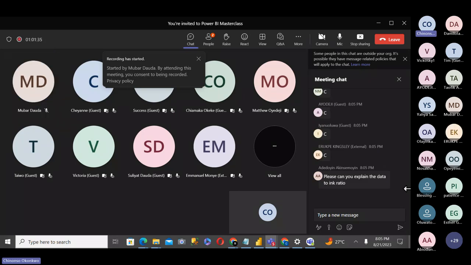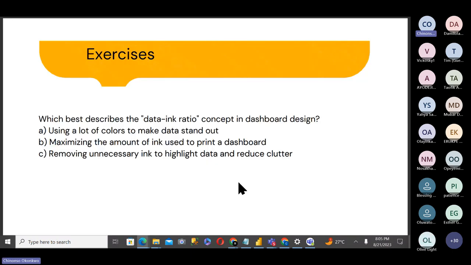Okay, I see a question here. Please, can you explain the data to ink ratio? So this is about the clutter dimension. You want to reduce the amount of color you're using. You don't need colors too much. You need to reduce the amount of words you have on your dashboard. Sometimes you need words to explain certain things, but try as much as possible not to use lengthy words in your dashboards. Just don't make it too much that everything becomes cluttered.